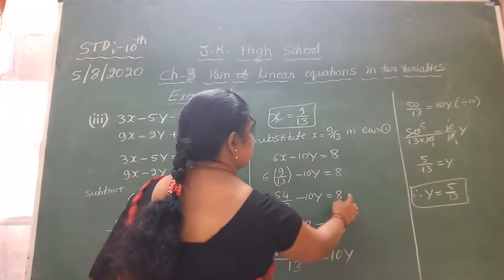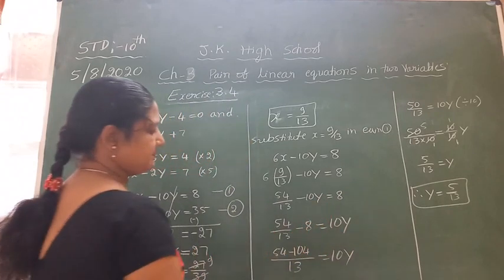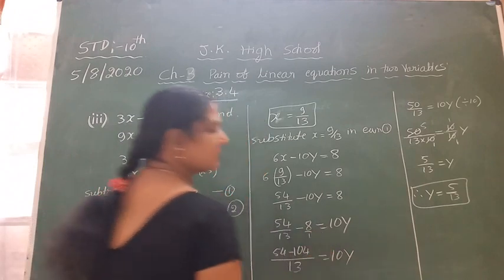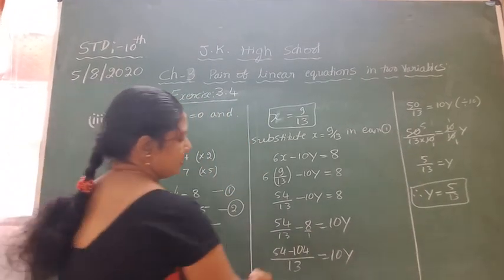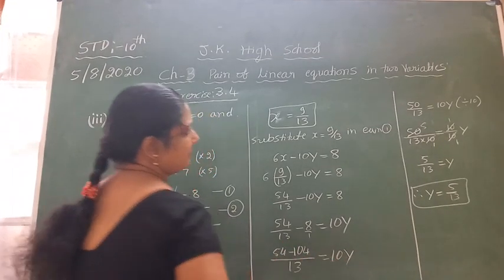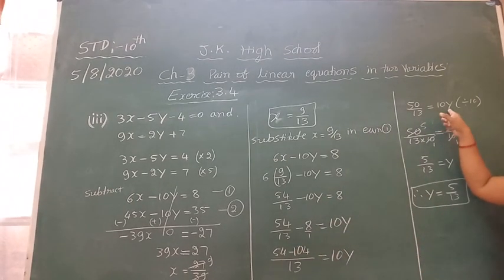So minus 10y, if it goes this side, becomes plus 10y. Here it becomes 8 minus 54 by 13. By taking LCM, where there is no number in the denominator we understand 1 is there. So 13, by taking LCM, we have to subtract the fractions. 10y is equal to 50 by 13, I got.